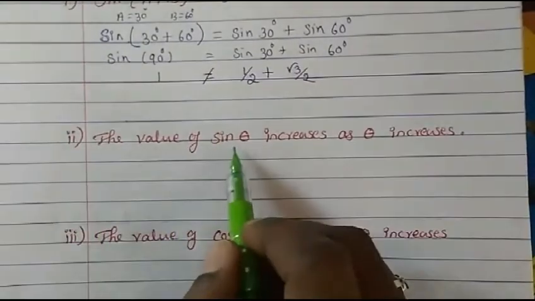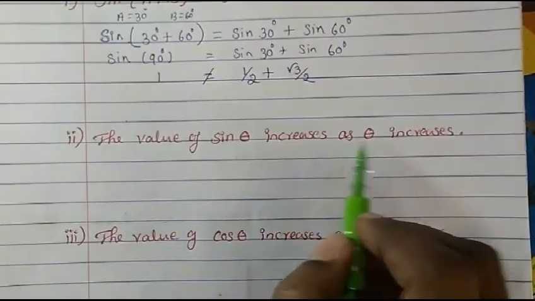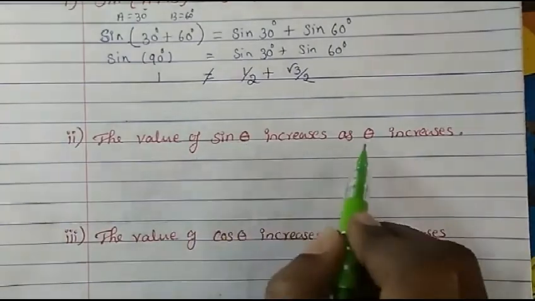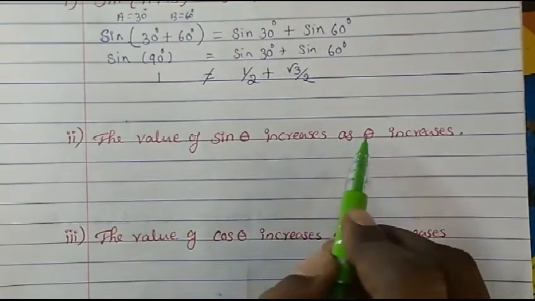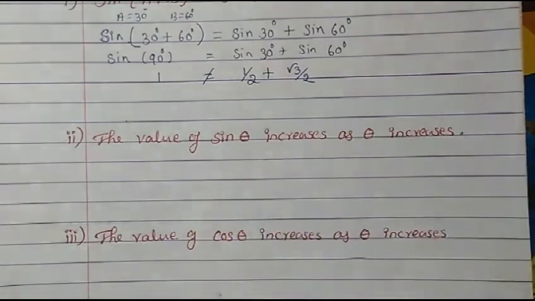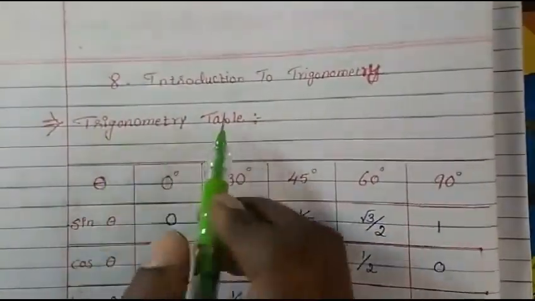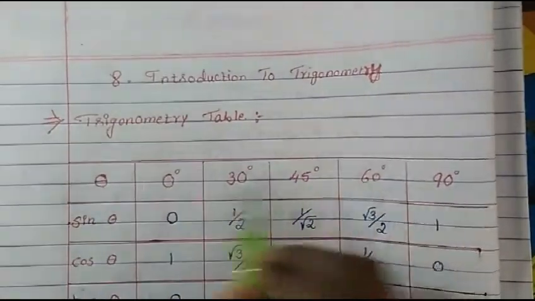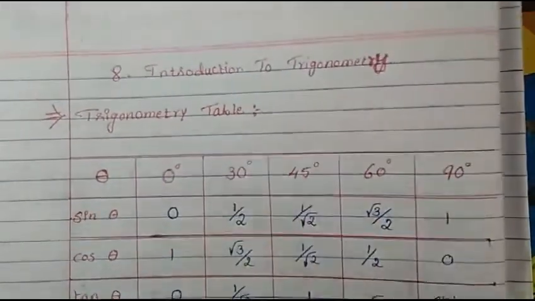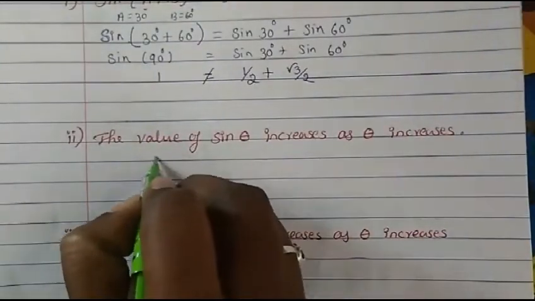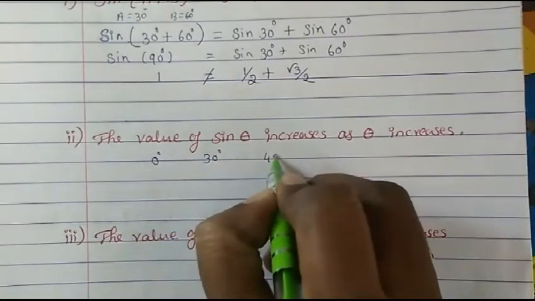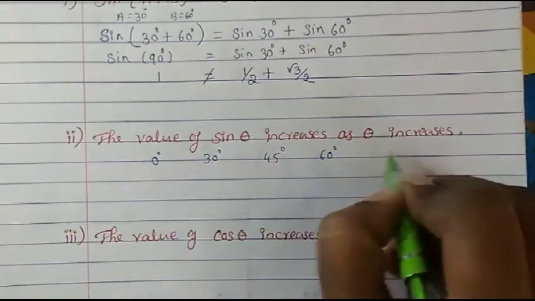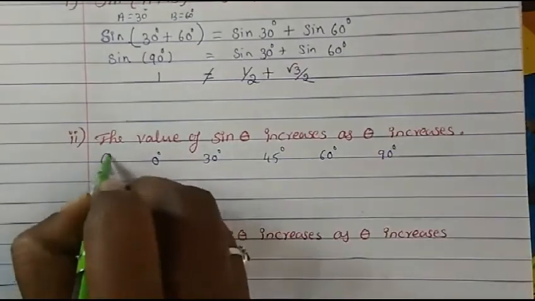The value of sine theta increases as theta increases. Theta meaning the angles. The value of sine theta increases as theta increases. So let us first write down the values. You see the trigonometry table, theta increases: 0, 30, 45, 60 and 90. So let's write down 0, then 30, then 45, 60 and 90. So this is the theta value.